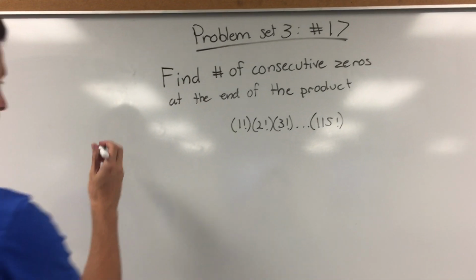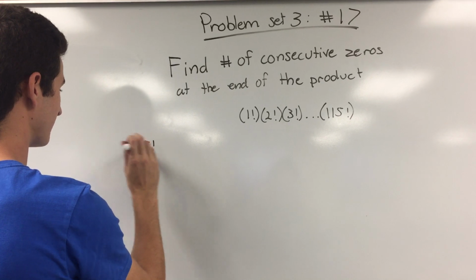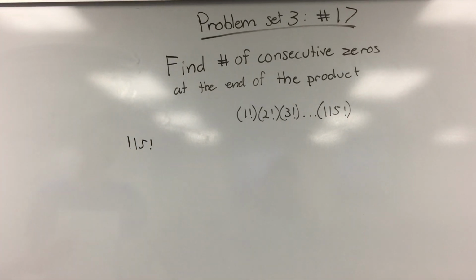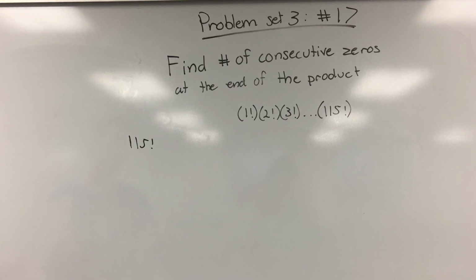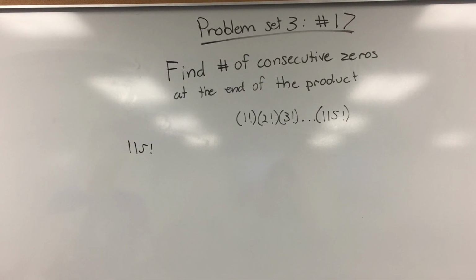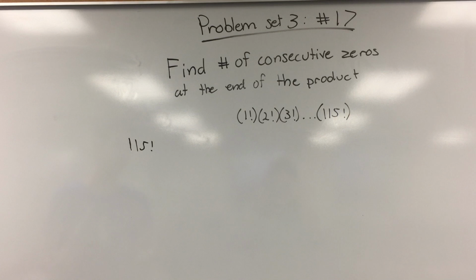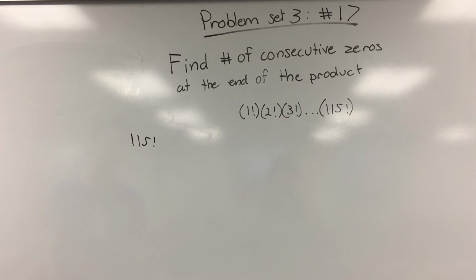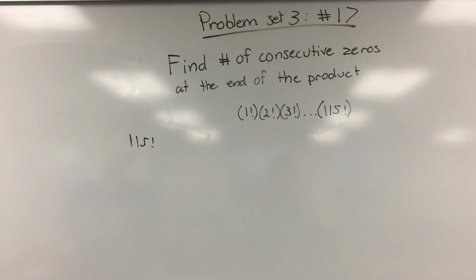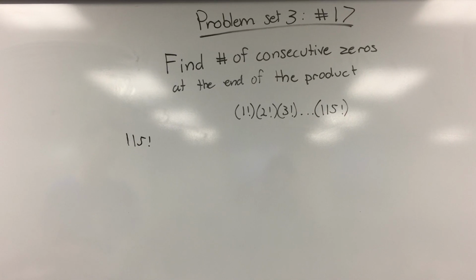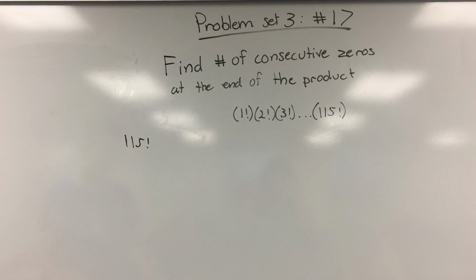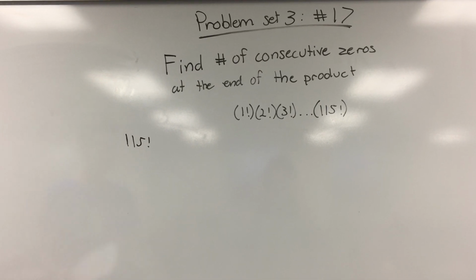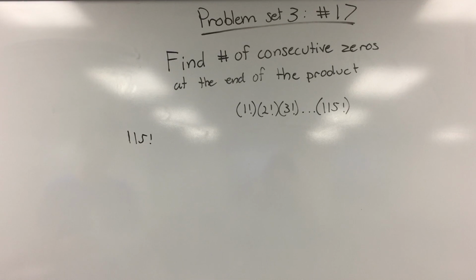Say if we just find the number of zeros at the end of 115 factorial. If we look at the prime factorization of 115 factorial, and we look at the power of 5 and the power of 2, that's going to give us how many times 10 goes into the number, which is going to give us how many zeros are at the end of the product. And there's going to be a lot more 2's that go into this number than 5's in the prime factorization. So really we just need to look at 5's.